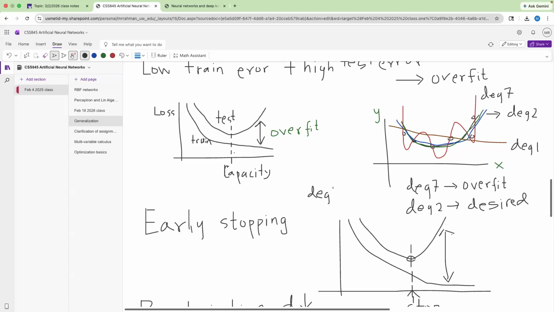So we said that degree seven is the most complex and degree one is the least complex, right? So what happens if I use degree one as our model? Is that a good model or not? You would be underfitting in that case, correct? Exactly. We are underfitting.